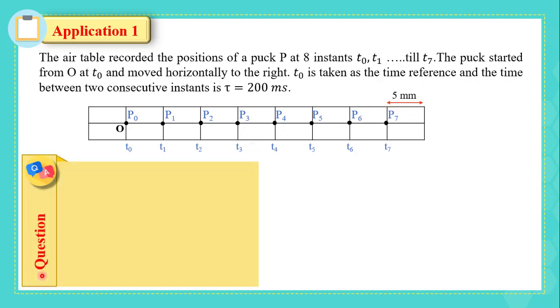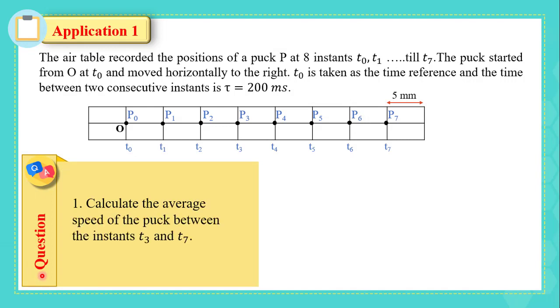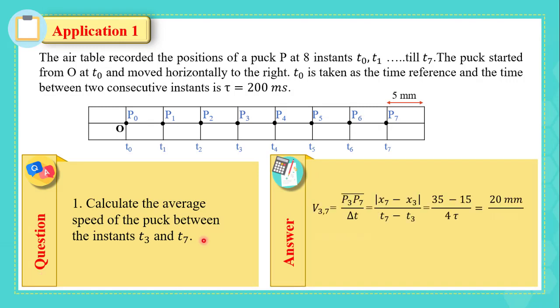In the first question, you are asked to calculate the average speed of the puck between the instants T3 and T7. Then, V average of 3,7 is simply equal to the distance separating P3 and P7 divided by delta T. You can simply count the distance as 5, 10, 15, and 20. Then the distance is 20 millimeters divided by 1, 2, 3, and 4 tau, which gives us 800 milliseconds. 20 divided by 800 gives us 0.025 meter per second.